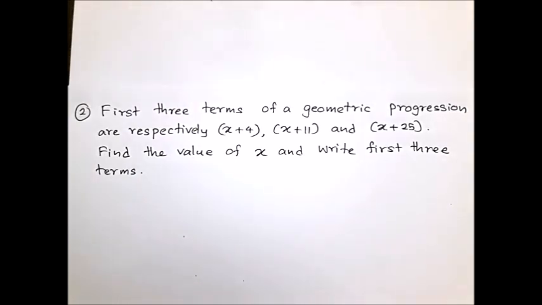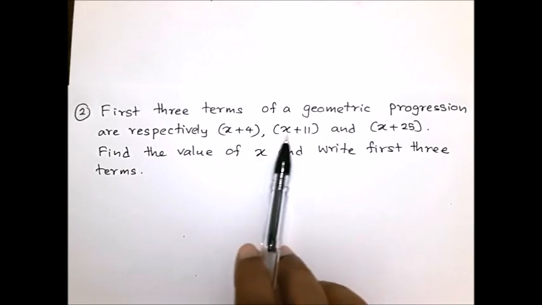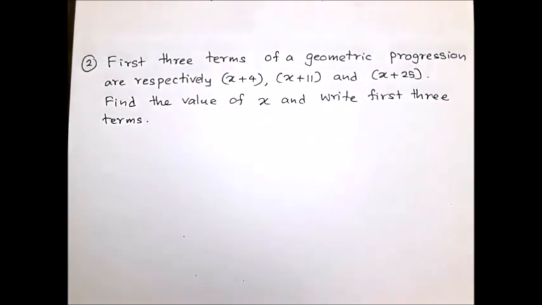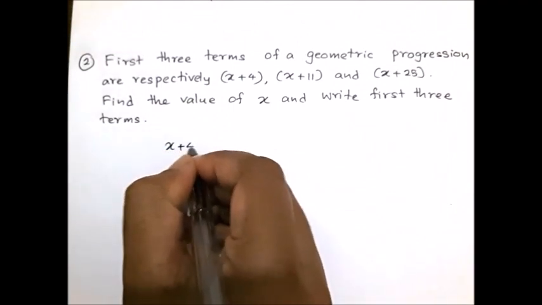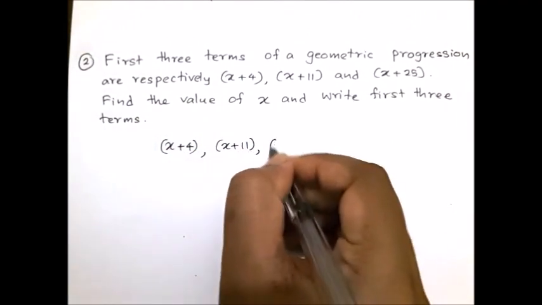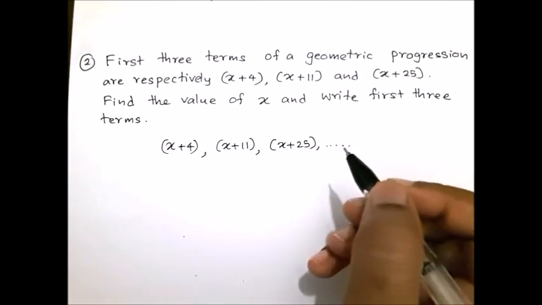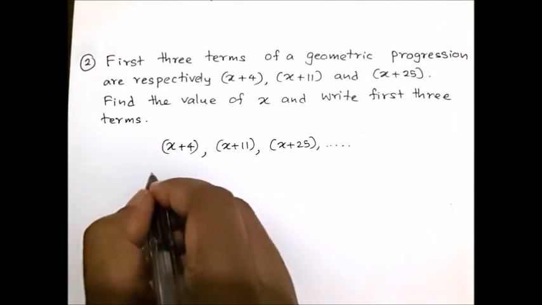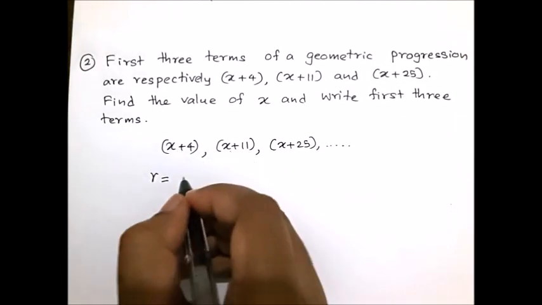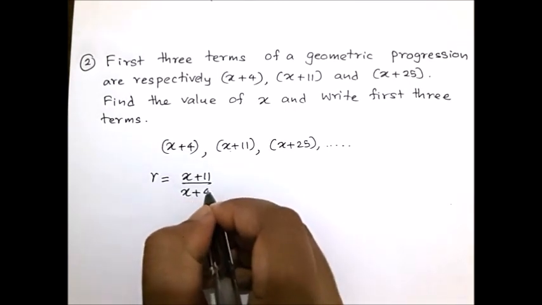Now look at the second question. The first 3 terms of a geometric progression are these 3. Find the value of x and write the first 3 terms. The first term is x + 4. The second term is x + 11. The third one is x + 25. Now I am going to find the common ratio. The common ratio is the second term divided by the first term: (x + 11)/(x + 4).